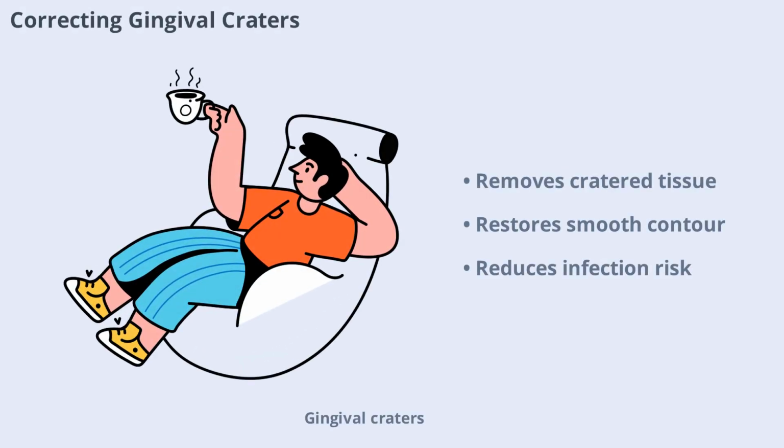Gingival craters, often resulting from necrotizing ulcerative gingivitis or trauma, can be corrected with gingivectomy. The procedure removes the cratered tissue and reshapes the area, restoring a smooth, healthy gum contour. This not only improves aesthetics but also reduces the risk of recurrent infection.